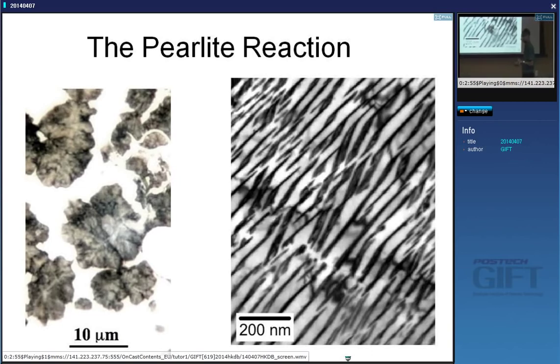Now, pearlite is an extremely important mixture of phases, and it happens in the vast majority of the 1.3 billion tons of steel that's produced every year. So it's a very important phase mixture, just like allotriomorphic ferrite, which is the majority phase in most structural steels. So I'm going to begin by showing you some examples of where pearlite is used.